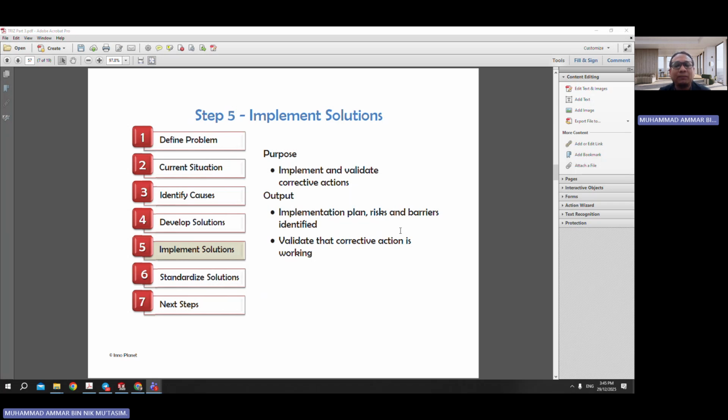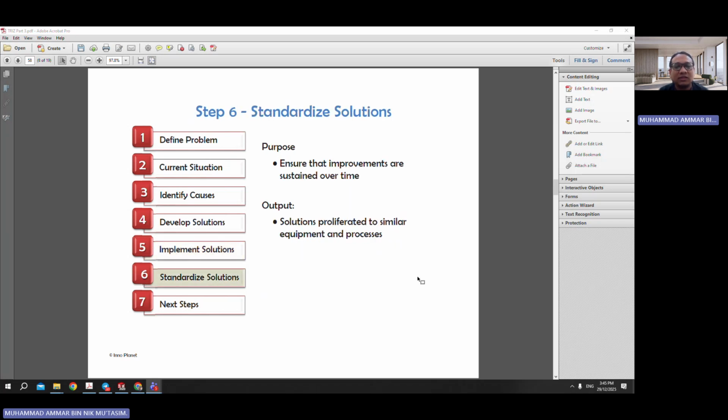So the output is to implement a plan, a risk and barrier to identify the solution and validate that the corrective action is working. And the sixth step is to standardize the solution so that this solution will be able to be used in other parts of the system. For example, not only internet, it can also be used for, for example, water, or air conditioning, or computers. So to ensure that the improvements are sustained over time, the output is the solutions can be used in similar equipment and similar processes.